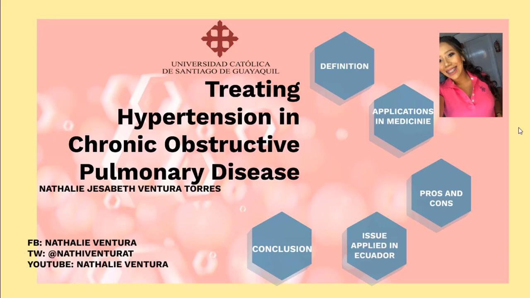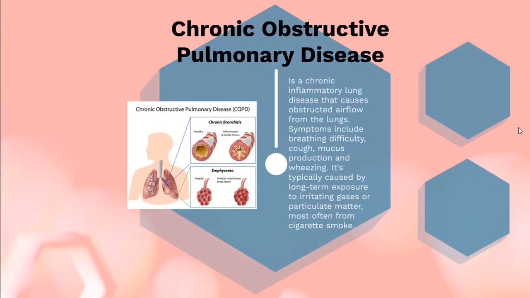First, the definition. Chronic obstructive pulmonary disease is a chronic inflammatory lung disease that causes obstructed airflow from the lungs. Symptoms include breathing difficulty, cough, mucus production, and wheezing. It is typically caused by long-term exposure to irritating gases or particulate matter, most of them from cigarette smoke.